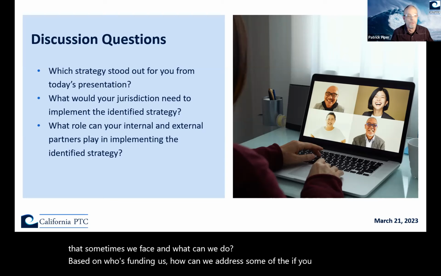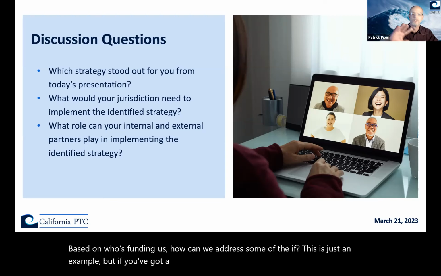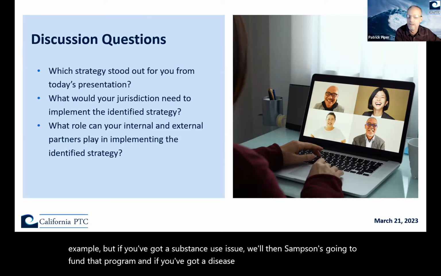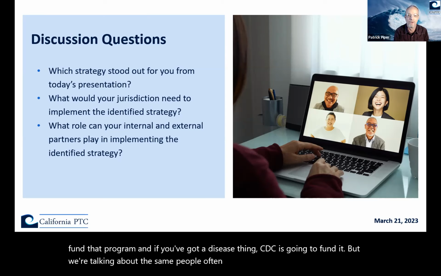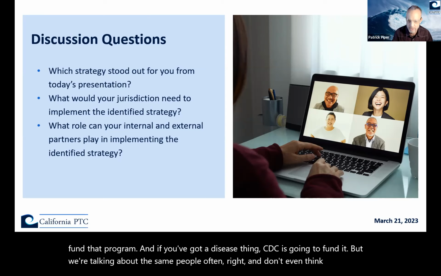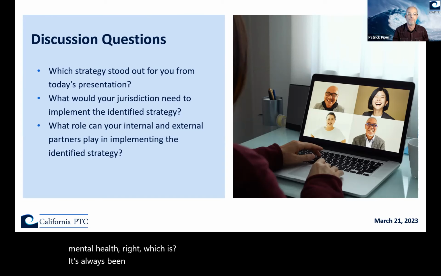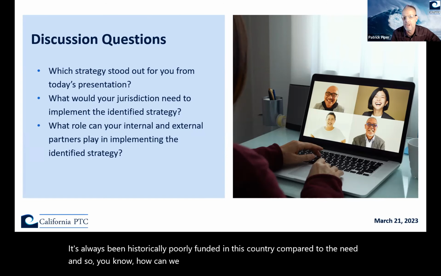This is just an example, but if you've got a substance use issue, then SAMHSA is going to fund that program. And if you've got a disease issue, CDC is going to fund it. But we're talking about the same people often, right? And don't even think about mental health, right? Which has always been historically poorly funded in this country compared to the need. And so, how can we break through some of these funding silos and funding restrictions so that we can more thoroughly do what we need to do?